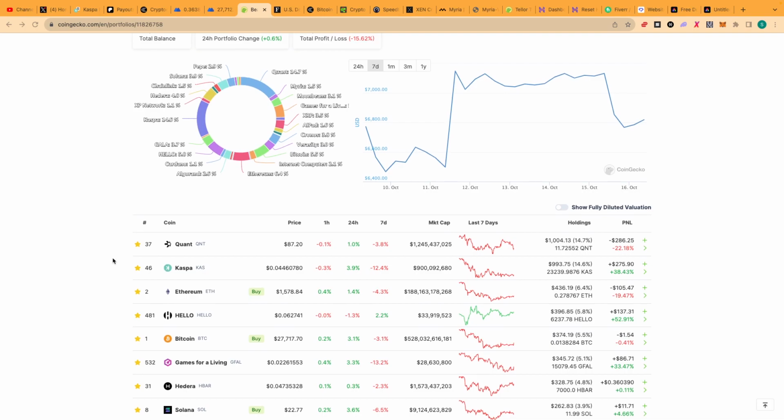Okay. So you all saw the reasons why I went with Quant, Kaspa, Ethereum, Hello, Bitcoin, Games for a Living, HBAR, and Solana. Now, if we start with HBAR, once you're in Kaspa, you can see the massive similarities between how new Kaspa is and the market cap of Hedera, right? And the price being very similar, circulating supply being very similar as well. I may have to rotate out of HBAR and just take that into Kaspa, okay, for this particular portfolio. So that's definitely something that I'm watching, guys.